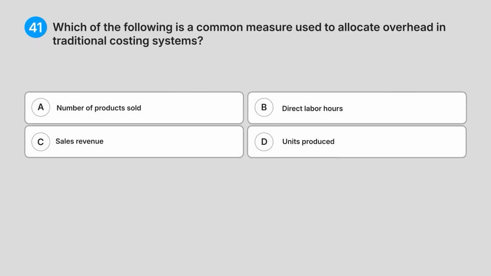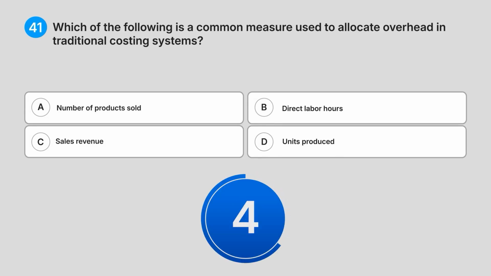41. Which of the following is a common measure used to allocate overhead in traditional costing systems? A. Number of products sold. B. Direct labour hours. C. Sales revenue. D. Units produced. Do you know the answer?